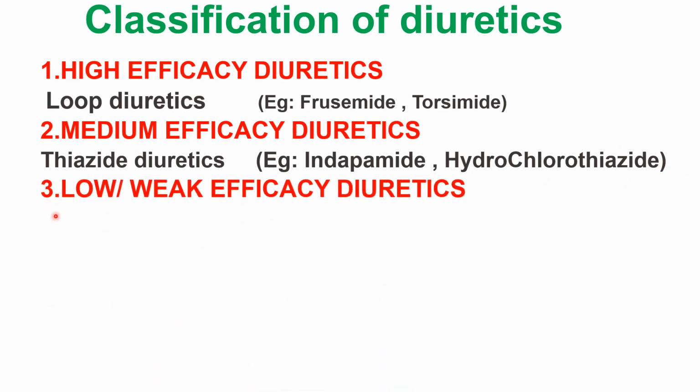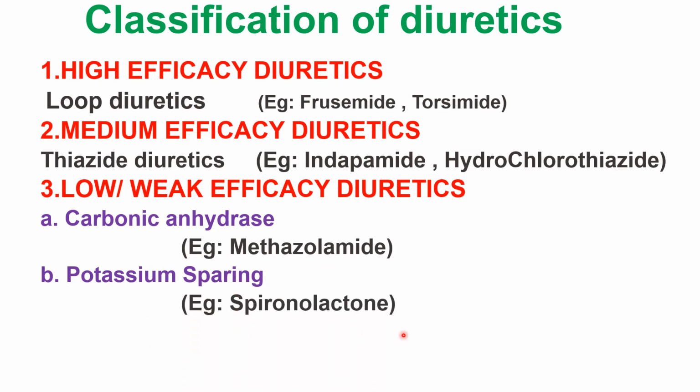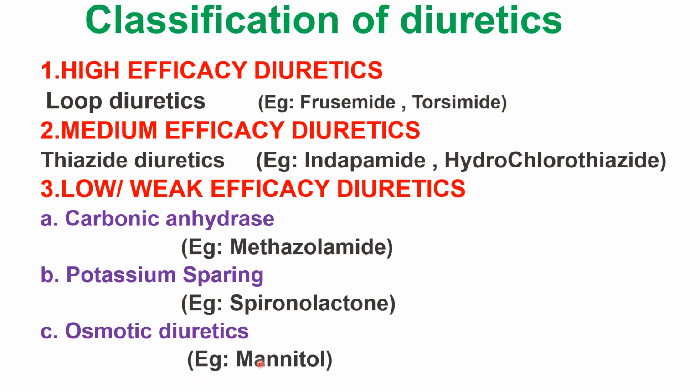So third one is low or weak efficacy diuretics. So first one is carbonic anhydrase inhibitors. So for this example, that is methazolamide, and B, that is potassium sparing. Example, that is spironolactone, and C, that is osmotic diuretics, that is mannitol. These are fixed things that you need to learn by heart. There is no other choice, you need to learn by heart. First one is classification of diuretics. First one is high efficacy diuretics, loop diuretic.